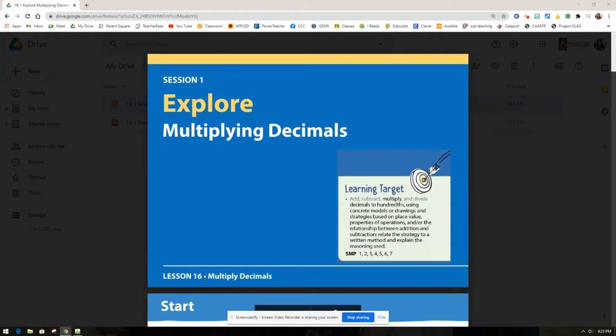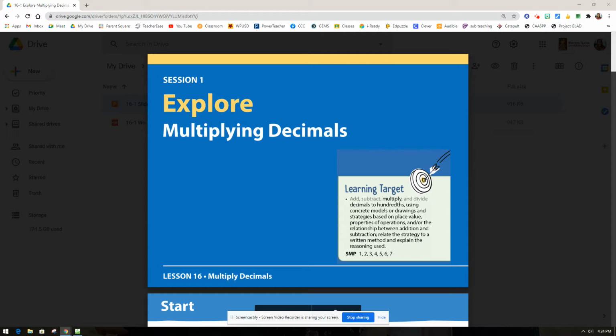Hi, today we're going to be working on lesson 16, session 1. This is going to be exploring multiplying decimals. We've worked over the last couple of days with multiplying a decimal times a whole number, and now we're going to be moving into what happens when we multiply a decimal times another decimal, or different ways that we're multiplying decimals. We're going to really dive into it over the next 4 days.